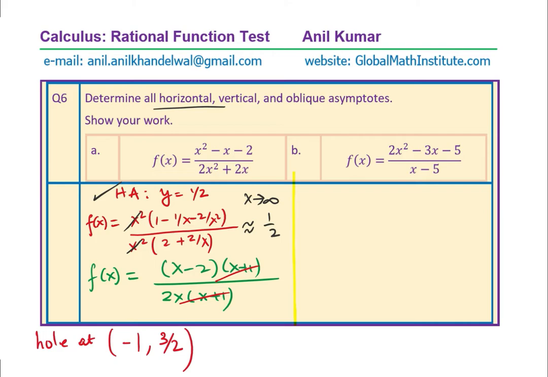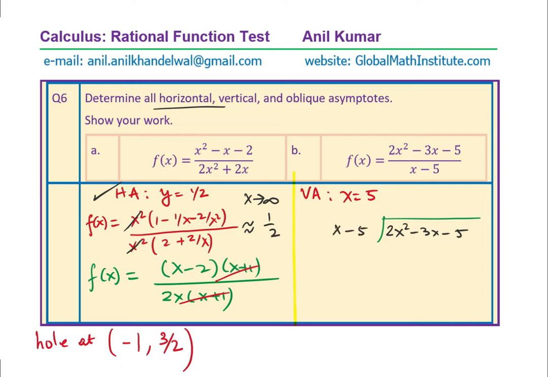In the second case, the degree of the numerator is higher. So we have a vertical asymptote which is x equals 5. To find the oblique asymptote, let's divide. So we'll divide 2x squared minus 3x minus 5 by x minus 5.